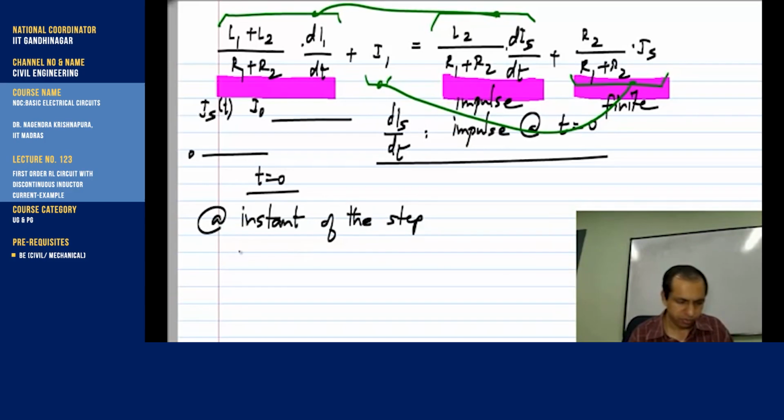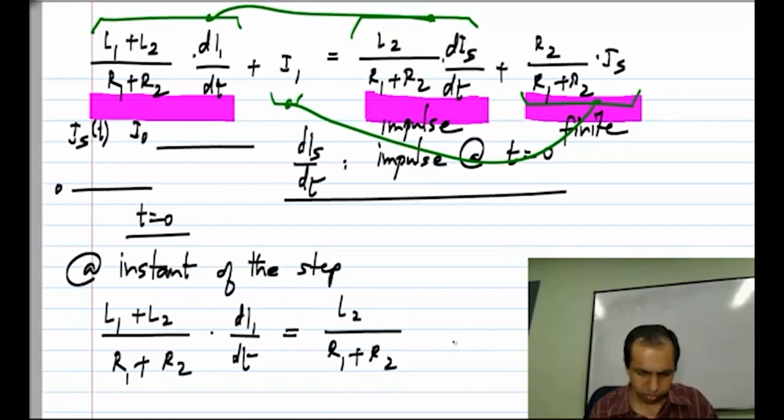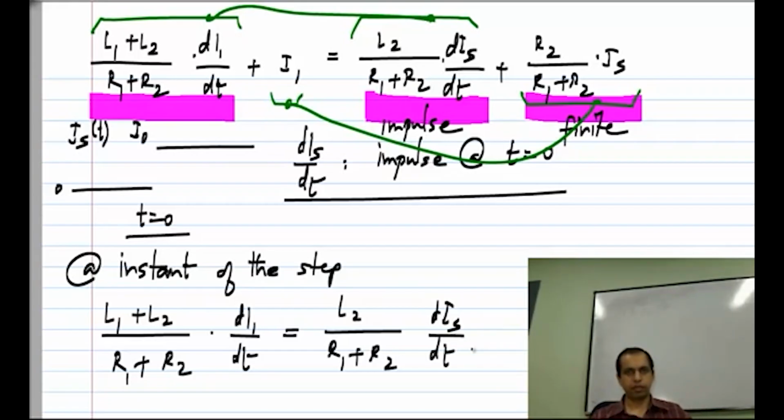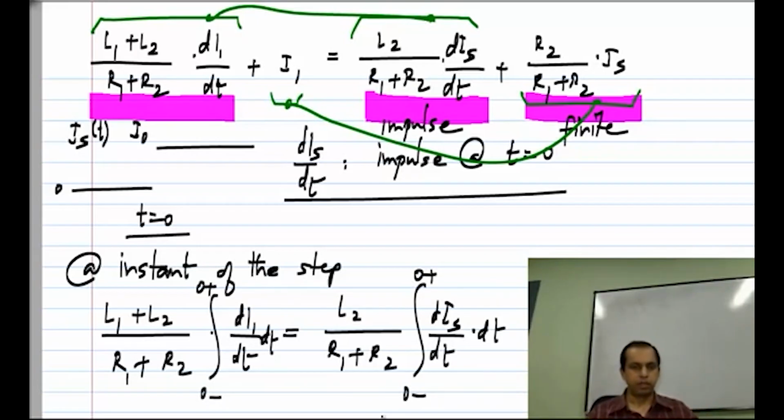So, at the instant of the step, we have L1 plus L2 by R1 plus R2 times di1 by dt equal to L2 by R1 plus R2 times dis by dt. Now, this is just at the instant of the step. If I integrate both sides with respect to time, they will still be equal to each other between the same limits, 0 minus and 0 plus.